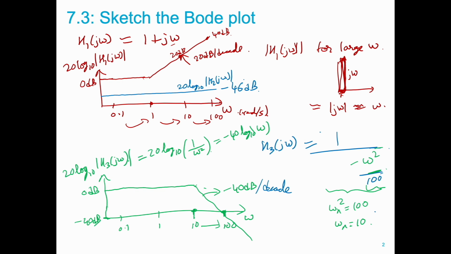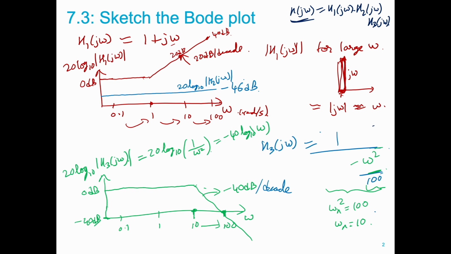Now, we've got the sketch for H1 of j omega, the Bode sketch. It's the red line shown there. We've got the sketch for H2 of j omega, the magnitude Bode sketch. It's the blue line. And we've also got the Bode sketch for H3 of j omega, which is the green line. So all I need to do now is to just sum up these three sketches, because H of j omega is H1 times H2 times H3. And as you know, the magnitude Bode sketch for H is the sum of the sketches for H1, H2, H3. So you could take this as an exercise, just sum up the red curve, blue curve, and the green curve.